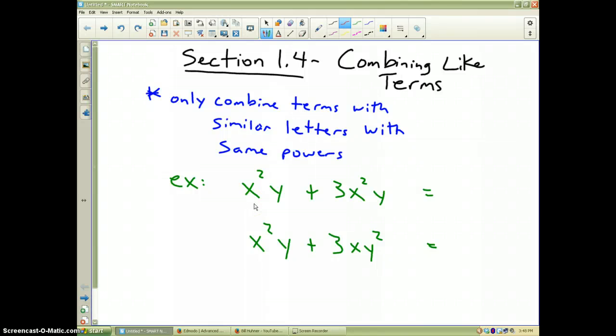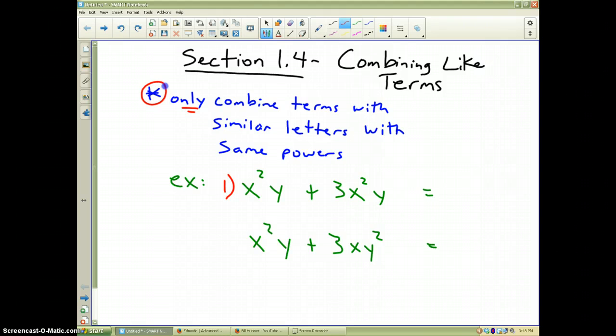The last topic in section 1.4 deals with combining like terms, and I hope this is a topic that is very familiar to all of you. But just for sake of review, remember that you can only combine terms that have similar letters and the same powers. So for instance, I have two different examples.